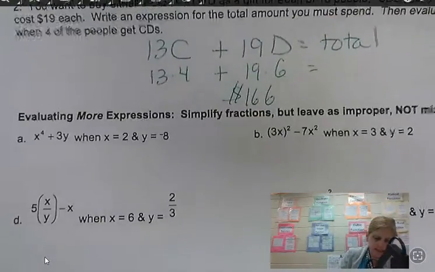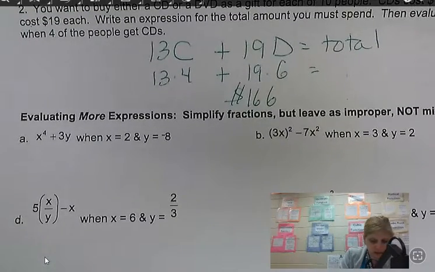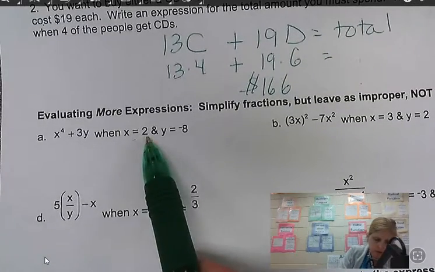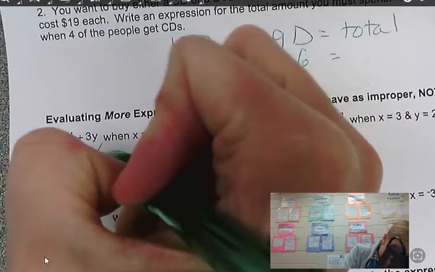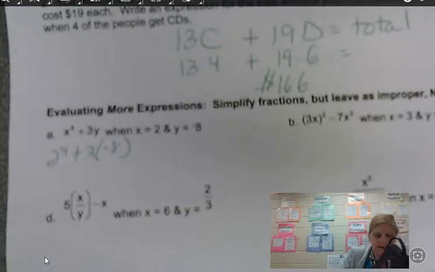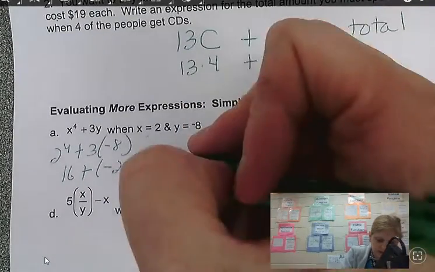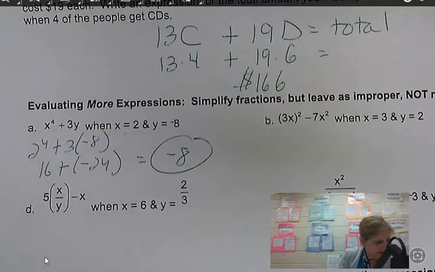Letter A, evaluate more expressions, simplify fractions, but leave as improper, not mixed. So I have here 2 is what x is, and negative 8 is what y is. So I have 2 to the 4th plus 3 times negative 8. 2 to the 4th is 16 plus negative 24, and I end up getting negative 8.